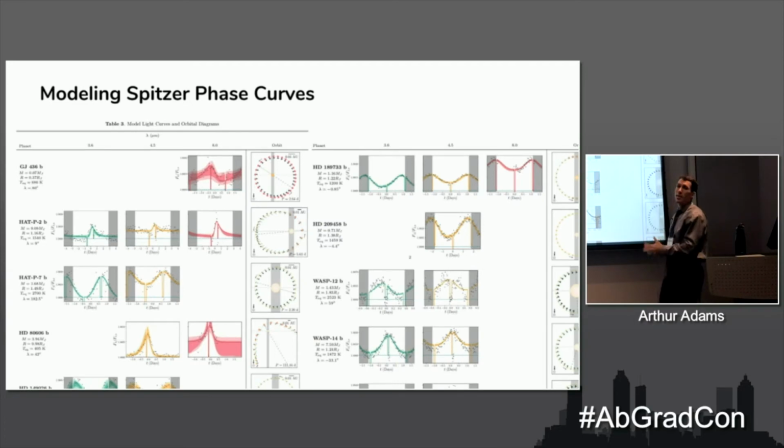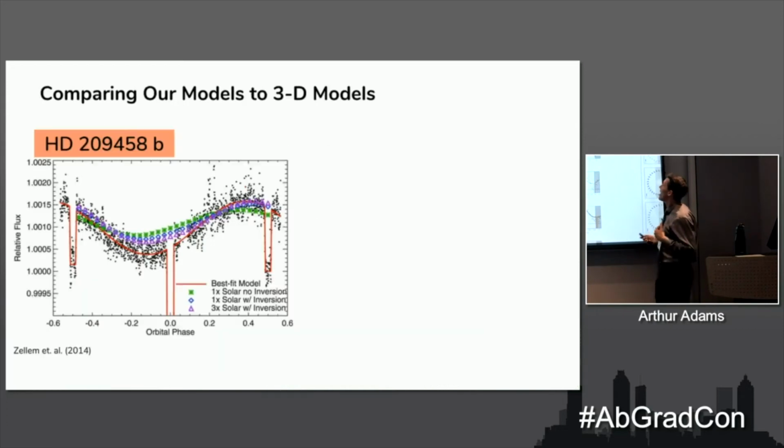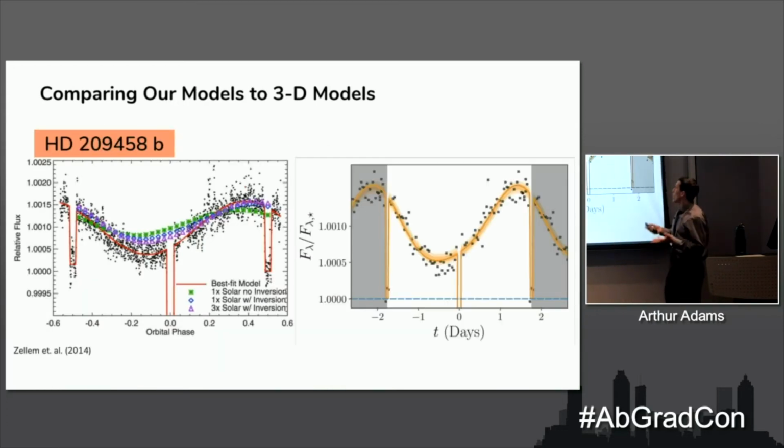And we did this for a lot of planets. In fact, there are 13 planets that we looked at. Some of them are eccentric, and I'll get to why I like eccentric planets. When we compare these models, at least at the first order level, we're doing a pretty good job.